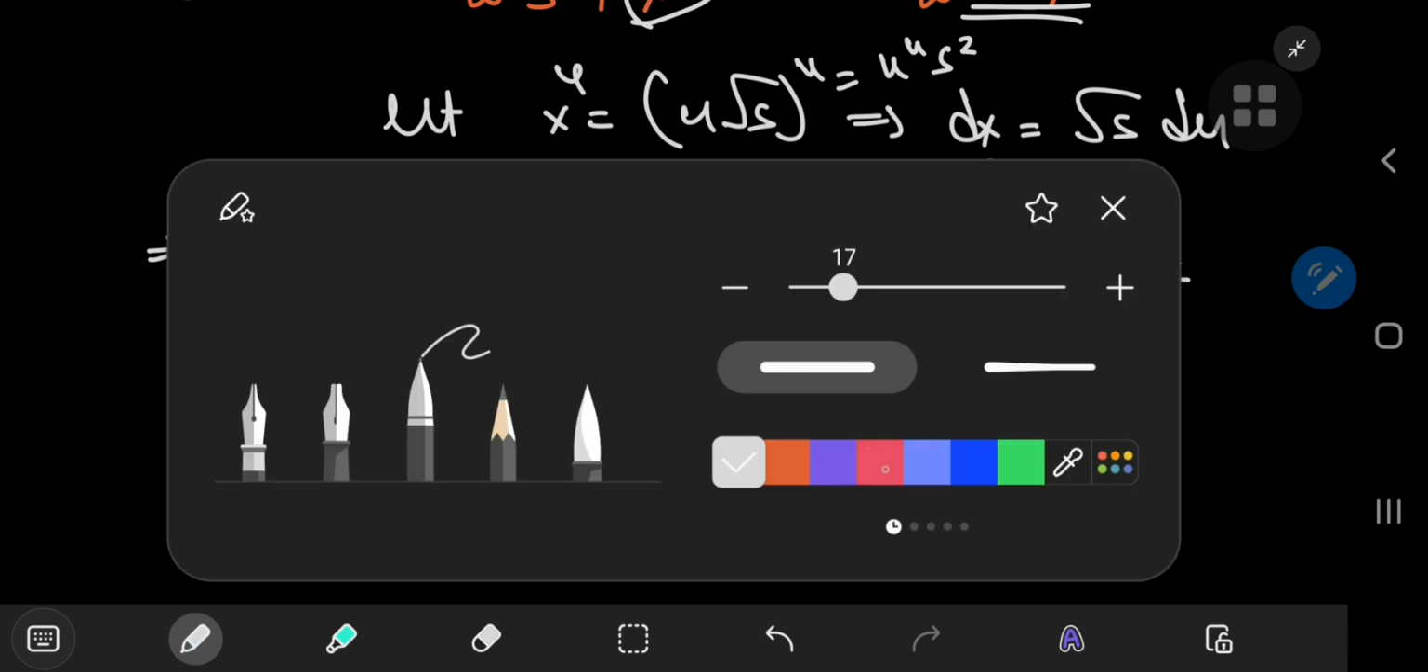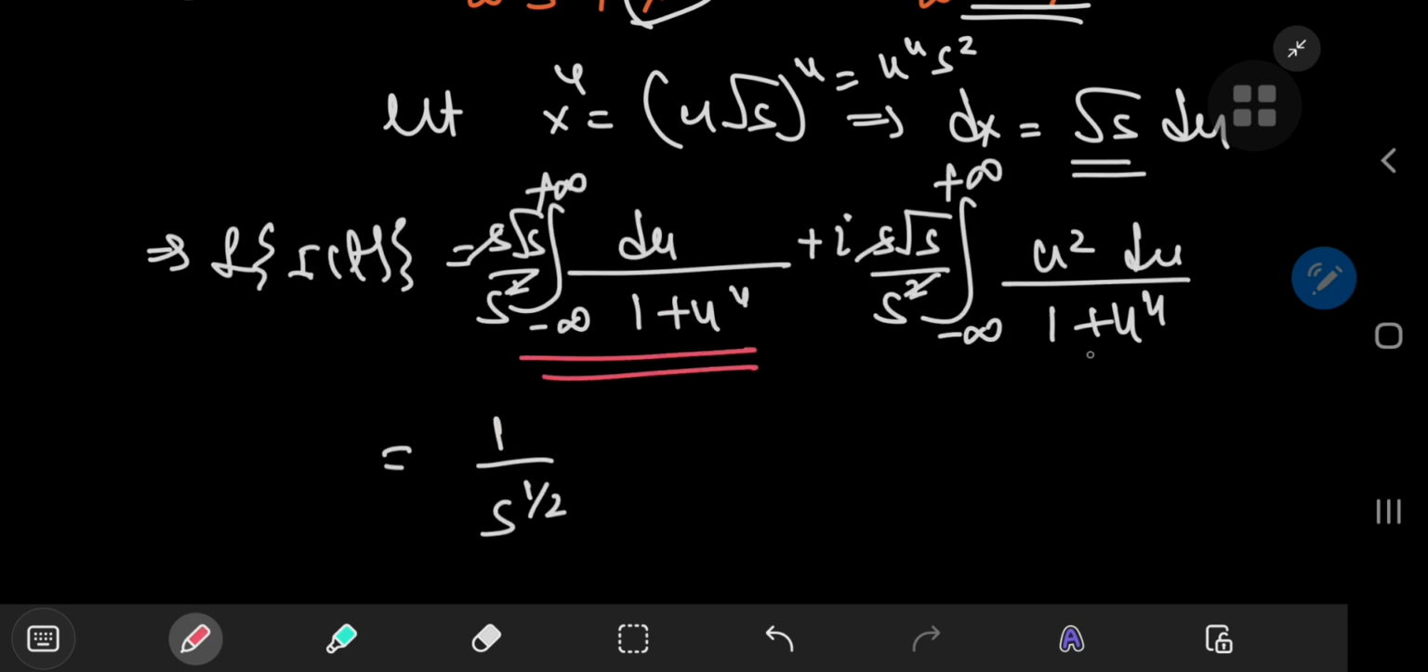And these two integrals here, I've evaluated them in a previous video, and these two integrals are equal, and they evaluate out to pi by the square root of 2. Link in the description below.